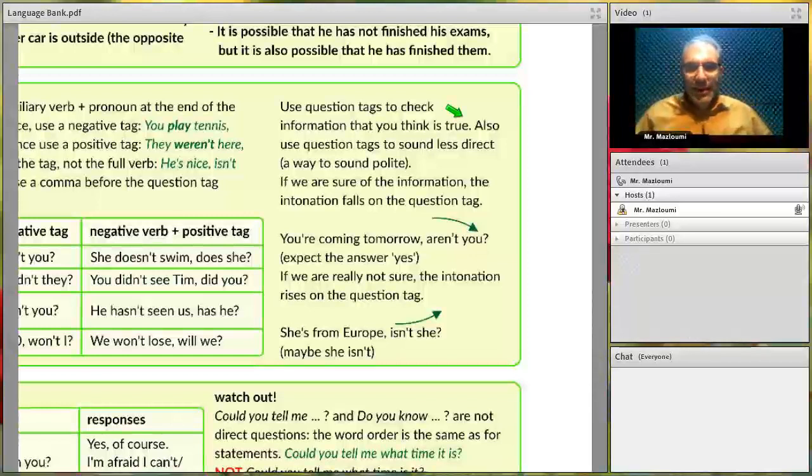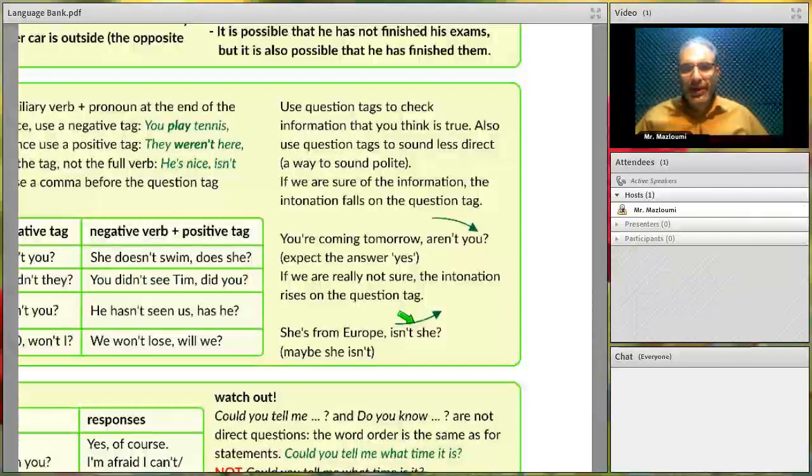And this part is about the intonation in question tags. Remember, we have two types of intonation: falling intonation and rising intonation. By the way, by intonation, we mean the rising and falling of our voice. If we are sure of the information, the intonation falls on the question tag. In other words, if we are not asking a real question, we use falling intonation.